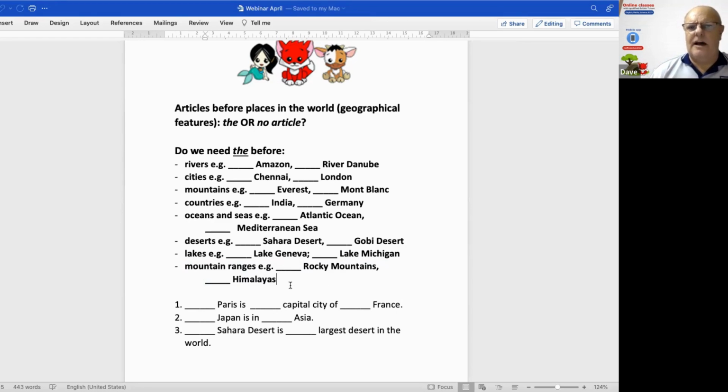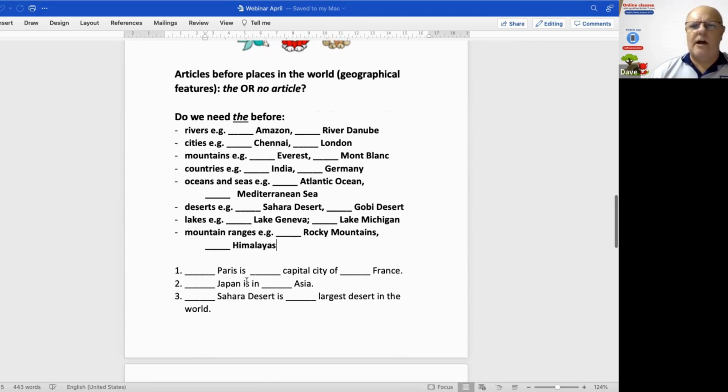And the same with islands. Individual islands, like Phuket in Thailand or Mallorca in the Mediterranean, do not have an article, but groups of islands, like the Maldives, do have an article. Okay, so here are our rules, and there's a lot more here as well. Countries do not have an article. Oceans and seas do. We need the Mediterranean Sea and the Sahara Desert, also the here, but no article before the names of lakes.